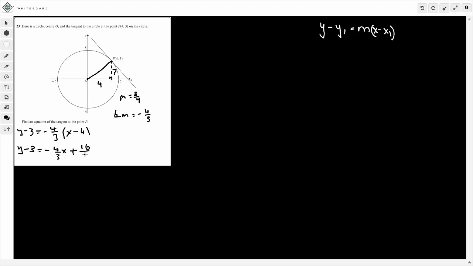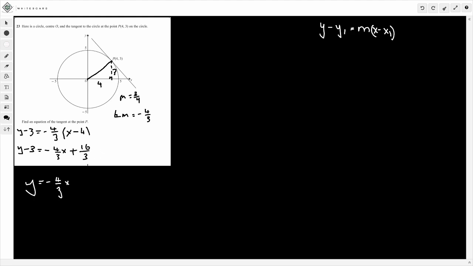So we're actually nearly done now. To simplify here, how do we do this? Well, this is y minus 3, but we need it in the form y equals. To get it in the form y equals, we need to just get rid of this minus 3 here. So to balance the equation, we need to add 3. Therefore, y is going to be equal to minus 4/3 x, and then we've got 16/3 plus 3.